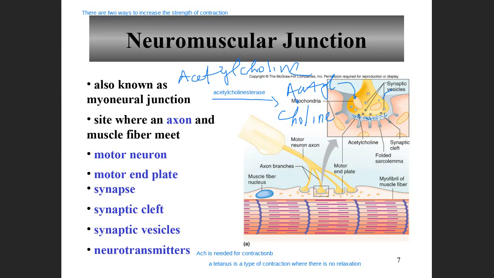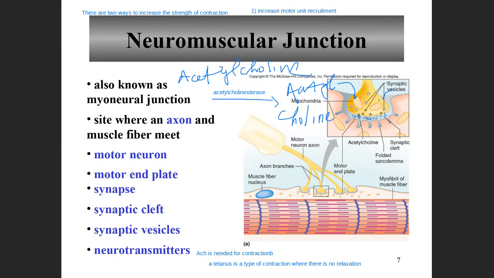The abdominal muscle you can control, but not the uterus, because that's smooth muscle. But you got the idea that you can cause increased strength of the contraction. So one way to increase the strength of contraction is, I'm going to write it down, to increase motor unit recruitment.